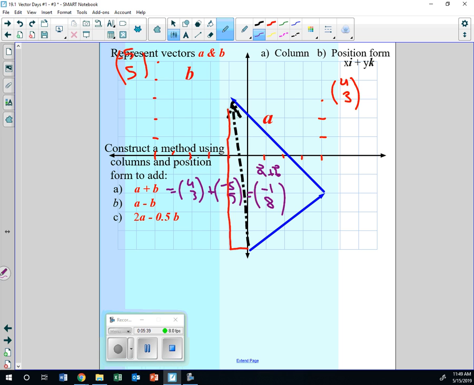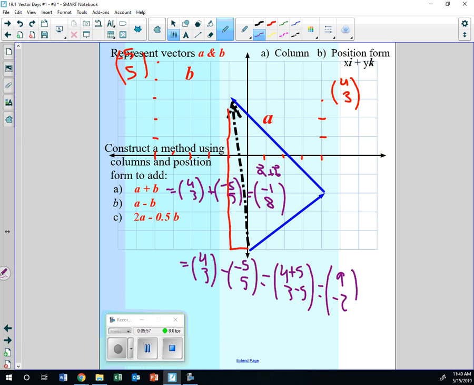A minus B is just going to be 4, 3 minus negative 5, 5. So that's just going to be 4 plus 5, 3 minus 5. So this one looks very different from negative 1, 8. This is going to be 9, negative 2. Well, let's see if this actually works.